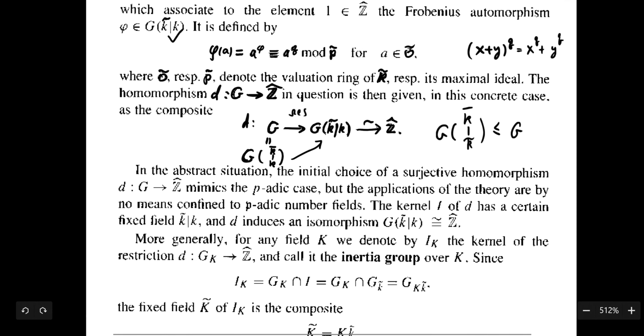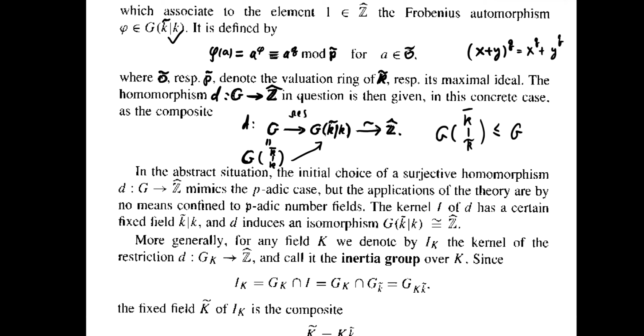Precisely, this becomes the motivation for the abstract case, when we are not very clear what G is. G is just a profinite group later. It's not the absolute Galois group of a known field extension of a known field K. Although we know that any profinite group is isomorphic to the absolute Galois group of some base field K, abstractly we're not doing it that way. I think we will see. Anyway, we have this concrete example. In the abstract situation, the initial choice of a surjective homomorphism mimics the p-adic case, but the applications of the theory are by no means confined to p-adic number theory.